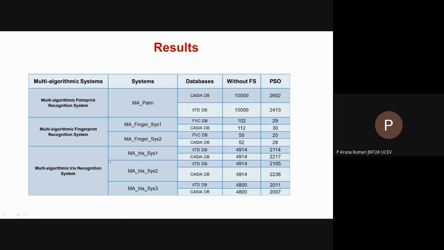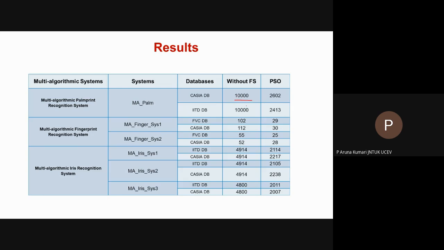There we have tested on the CASIA database. We have the palm print database and iris database: IIT Delhi palm print database and iris database, and also the FVC fingerprint database and the CASIA database. Those databases we have taken. In these databases, without feature selection, after integrating the features from two different algorithms on the palm print, we got a feature set size of 10,000.